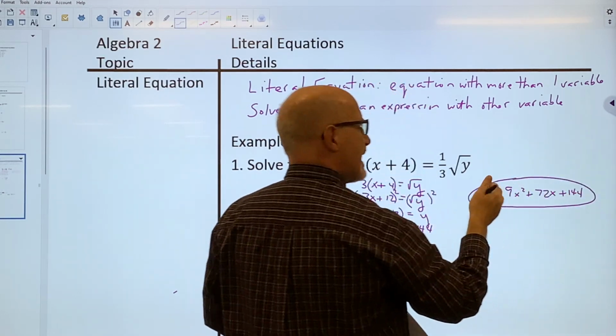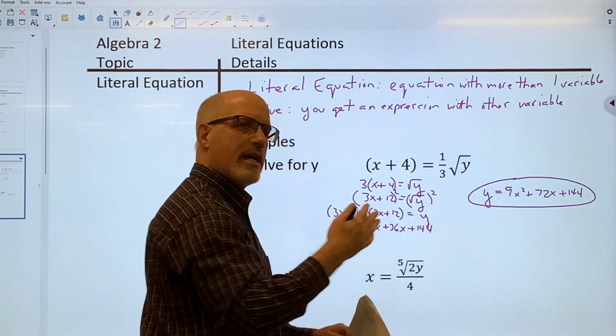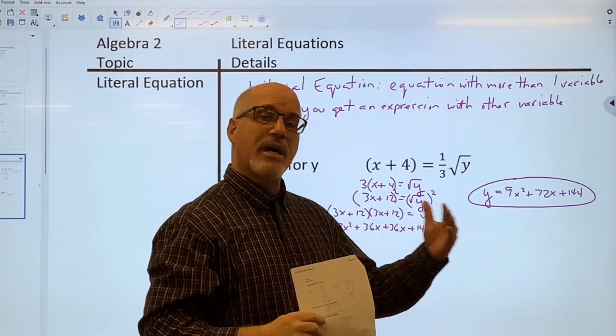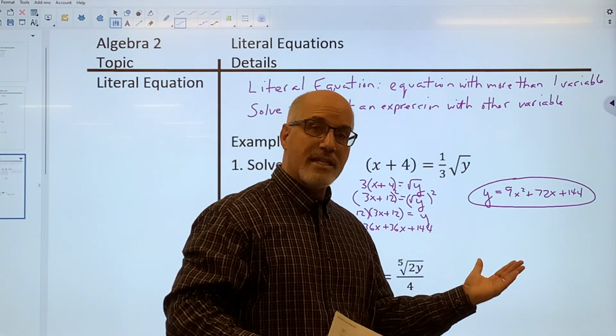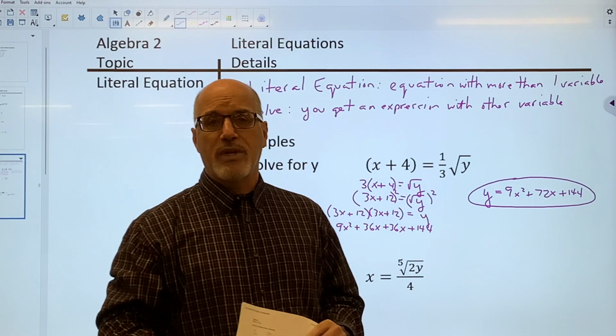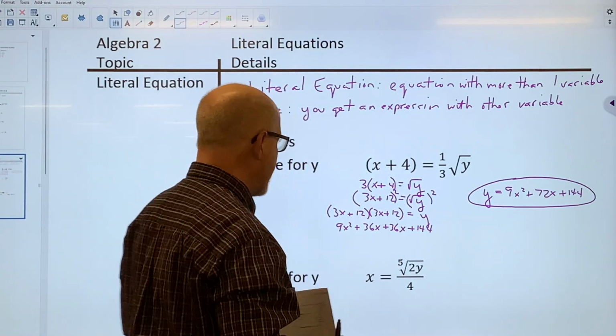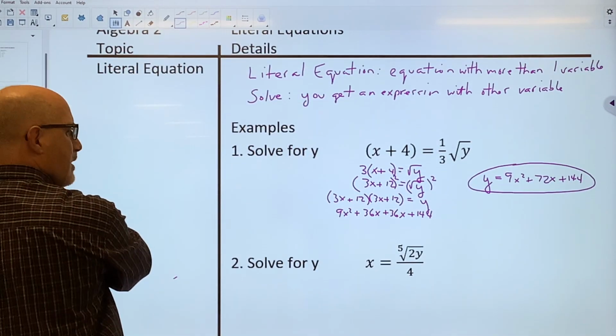So notice the answer when you solve for the y. Solving for something means get it by itself. When I get y by itself, it's now an expression with x in it as an answer. All right, let's look at the next one.